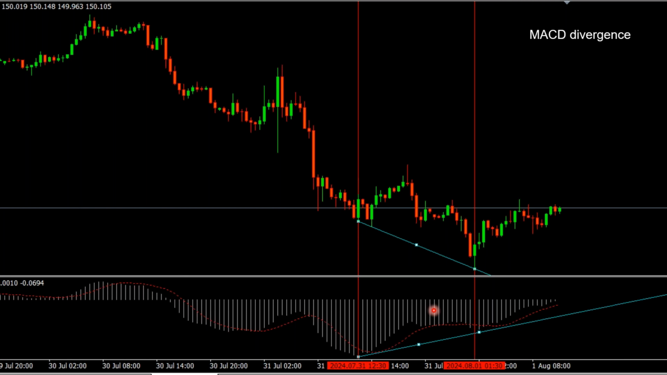This is one of the strongest indications of MACD that there is a change in the direction. So if this market is going down, we predict that it will go up for some time because of this divergence.